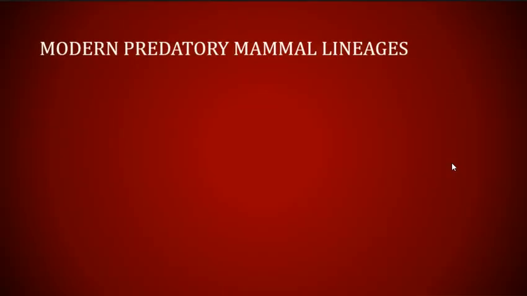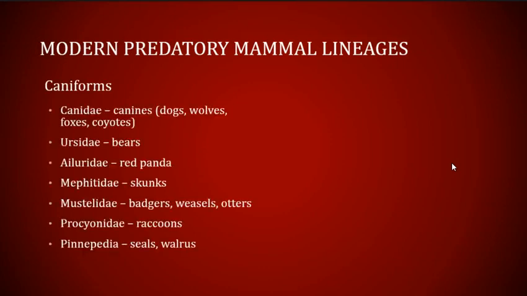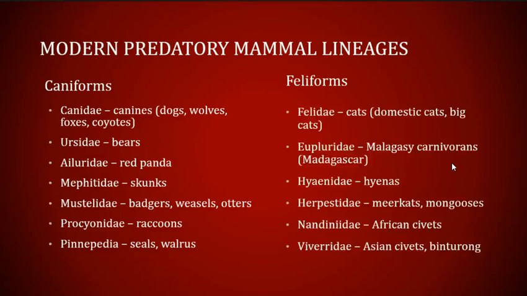Okay, now this is just for fun. There are dogs and there are cats, right? There are your caniforms, and these are all of the predatory mammals that fall into the dog category. And then there are your cats, your feliforms. These are all the predators that fall into the cat category. And I just think this is a fun thing. So these are the lineages. These guys are all more closely related than these guys are.